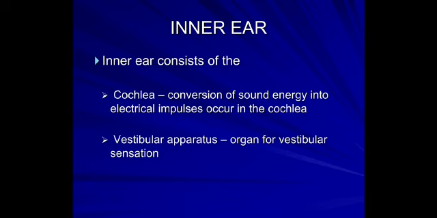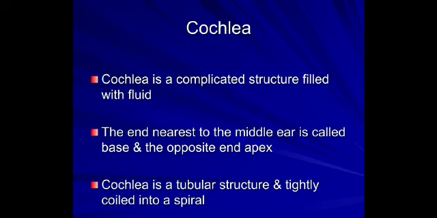The inner ear has two parts. So what are the two parts? It has the cochlea, which converts the sound energy into electrical impulses, and the vestibular apparatus, which helps in balance. The cochlea is a complicated structure. It is the shape of a snail.